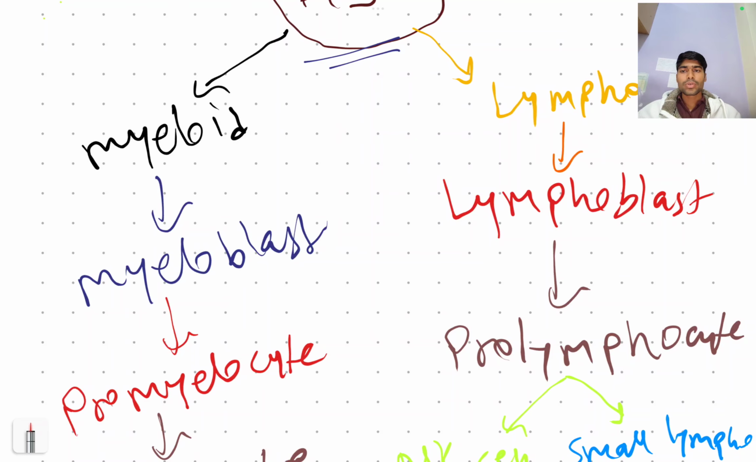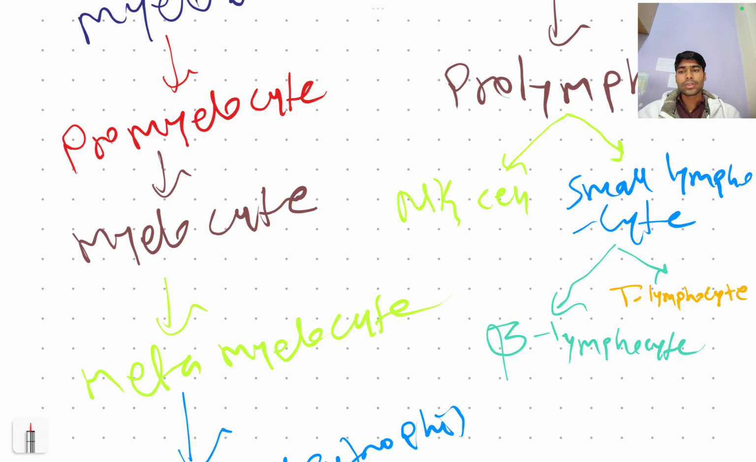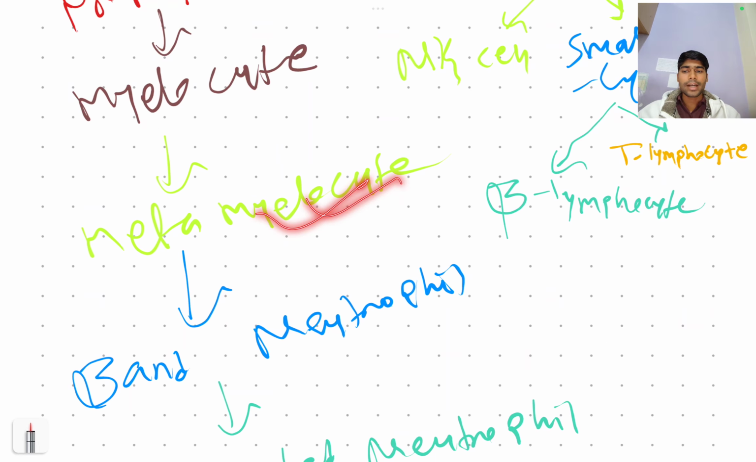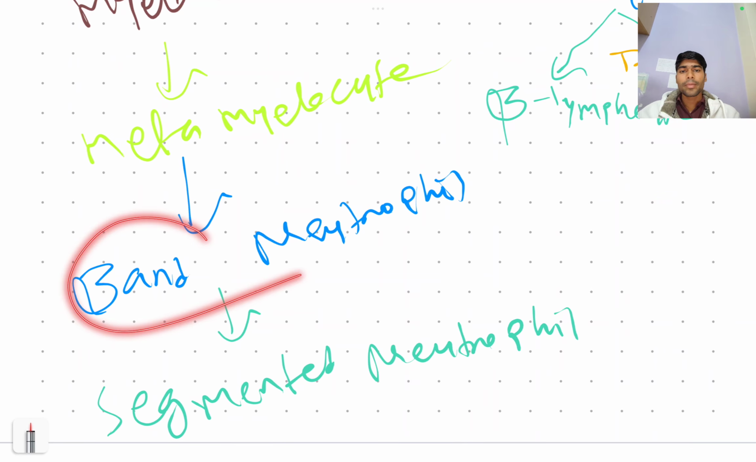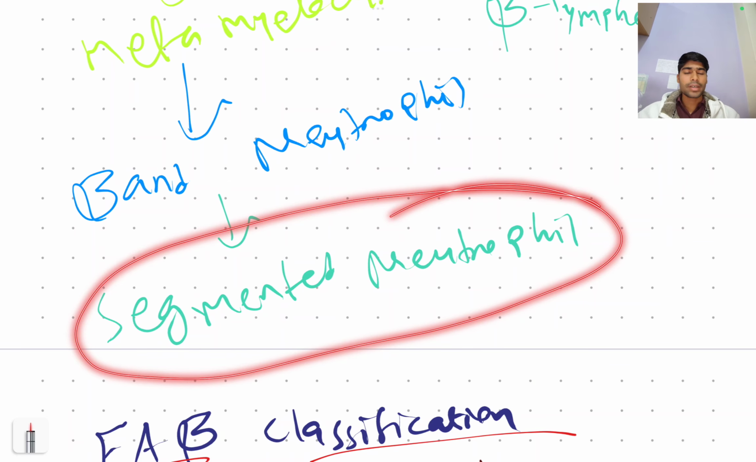Alright. So in myeloid series there is myeloblast which changes into promyelocyte, and promyelocyte changes into myelocyte, and myelocyte changes into metamyelocyte, and metamyelocyte changes into band neutrophil, and finally band neutrophil changes into segmented neutrophil.